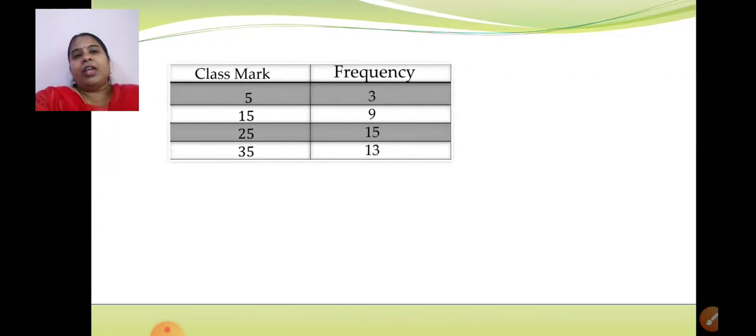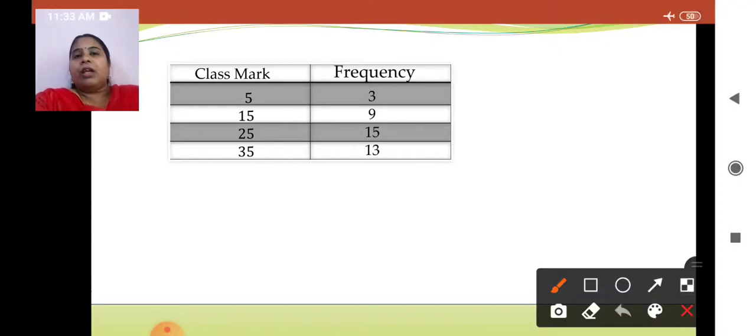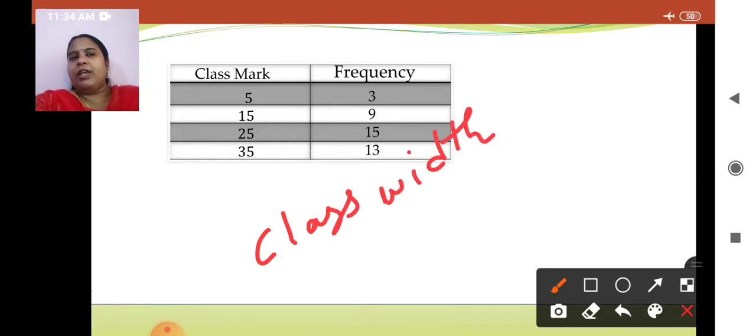Now again I have taken the table for a reference so that we understand it better. Now equation number 1 I have got. How to get equation number 2? For that, there is a property that class width, or range you can say, is nothing but the difference between the class marks of two consecutive classes. Now this is a property.